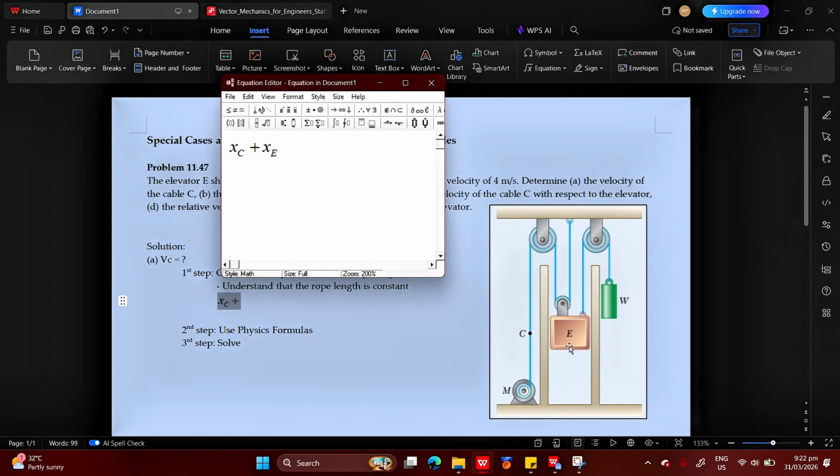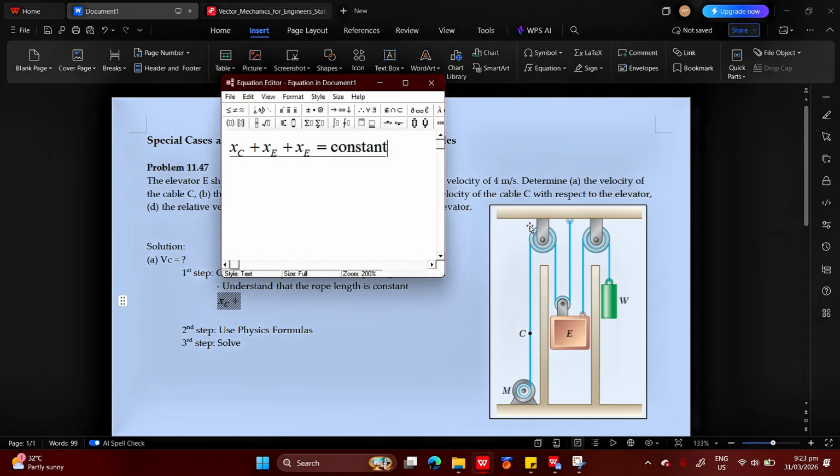If particle E goes downward, expect that this rope is increasing because of particle E. So since this is increasing because of particle E, expect that we will need to add another x sub E. Okay? And these three distances are pertaining to the points. Even if they move downward or upward, they will still be called x sub C and x sub E. And then, yeah, this is the constant length. This is equals to constant, guys.